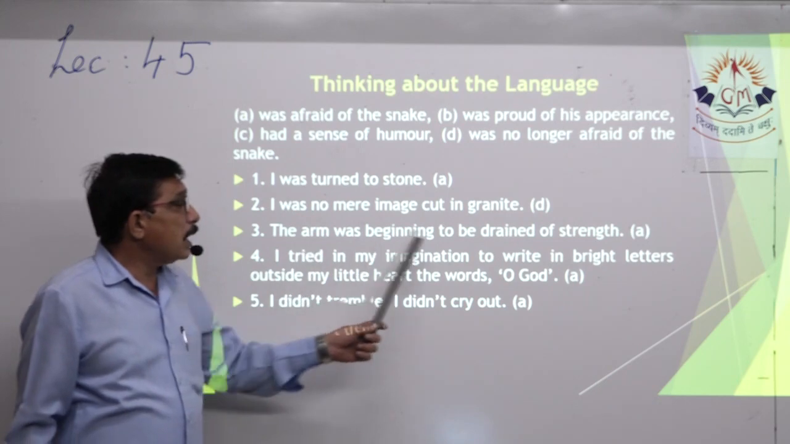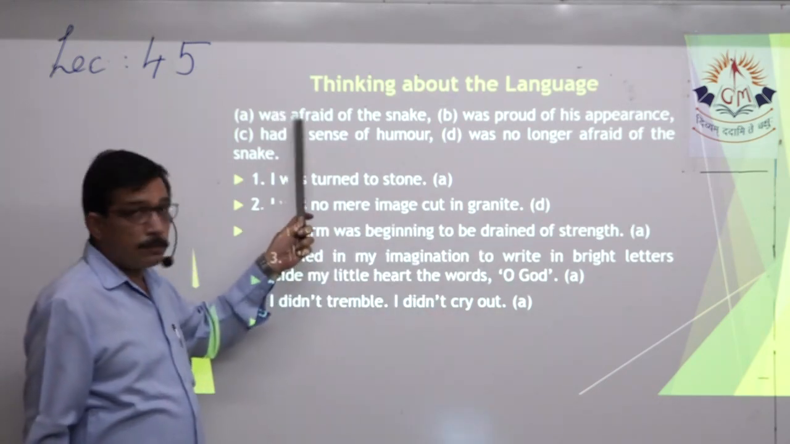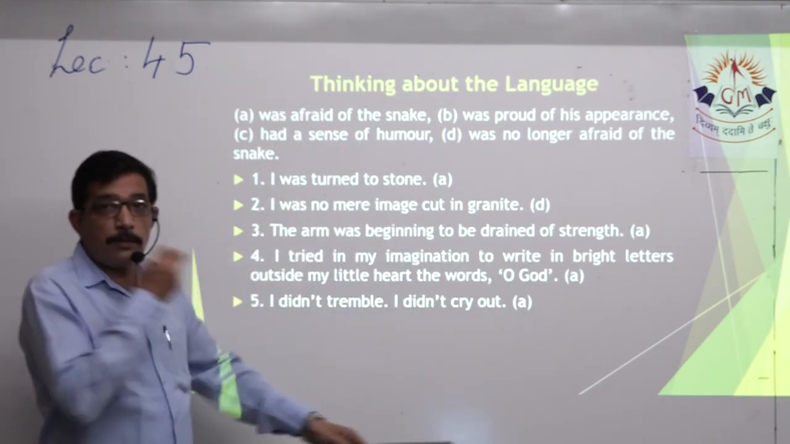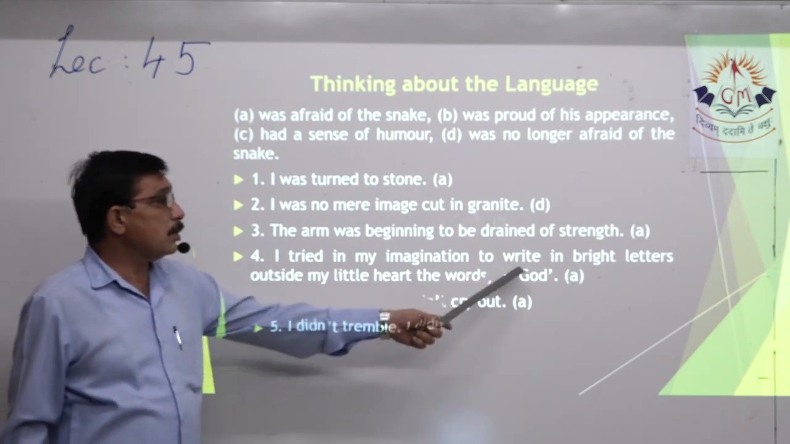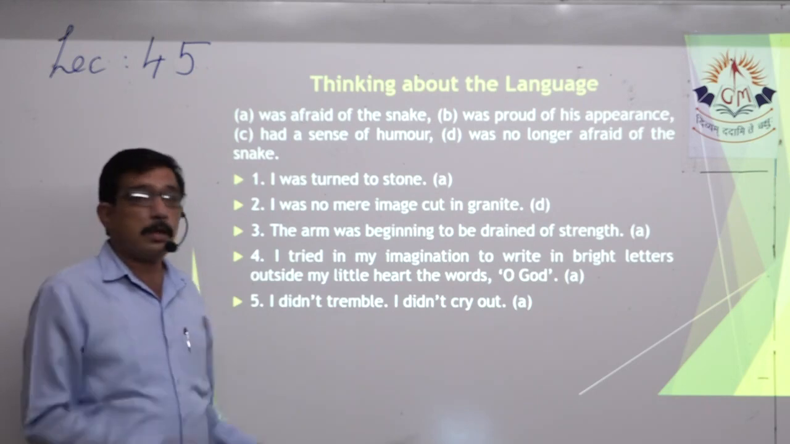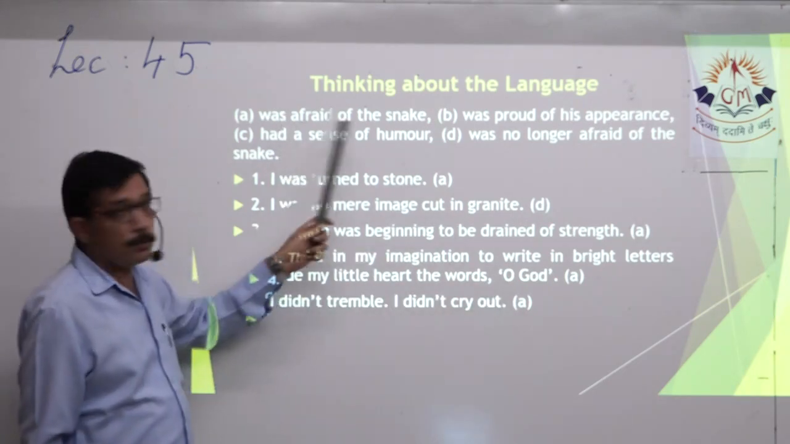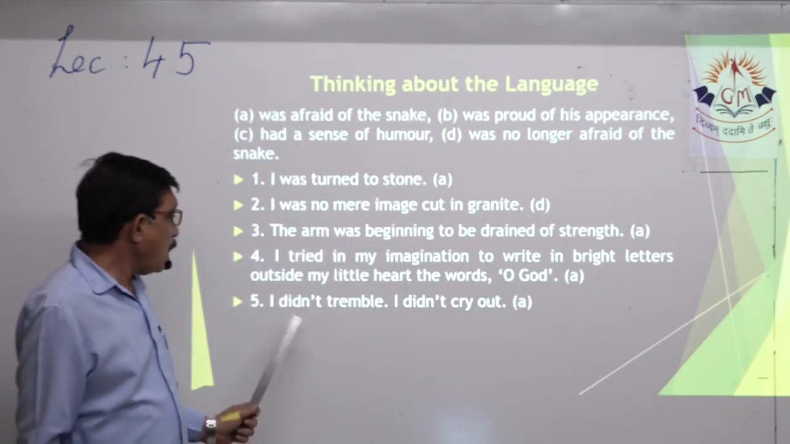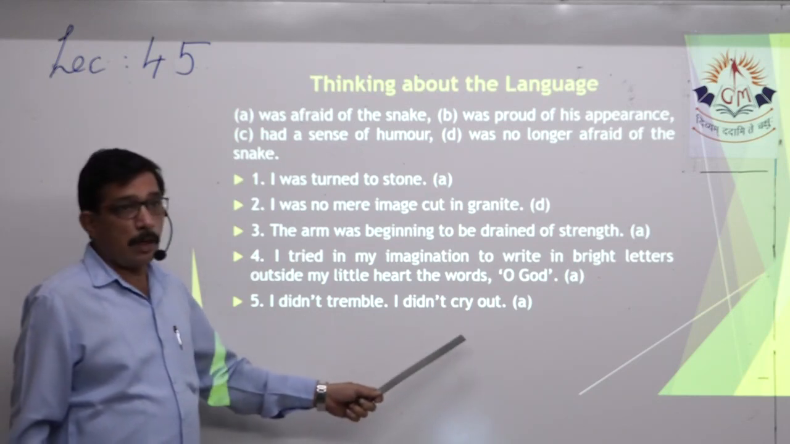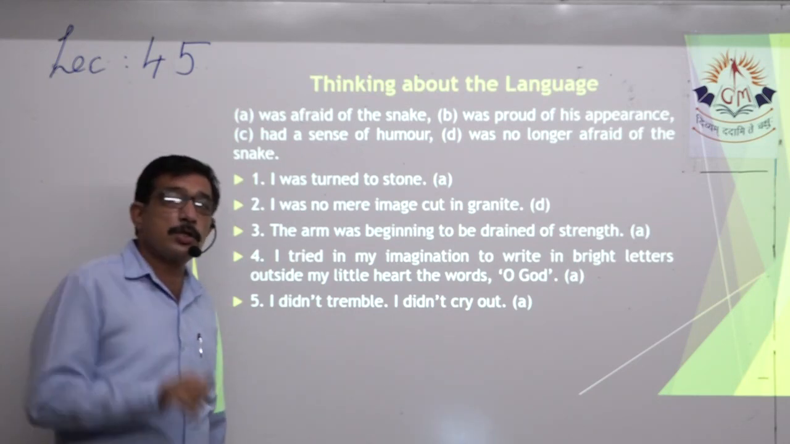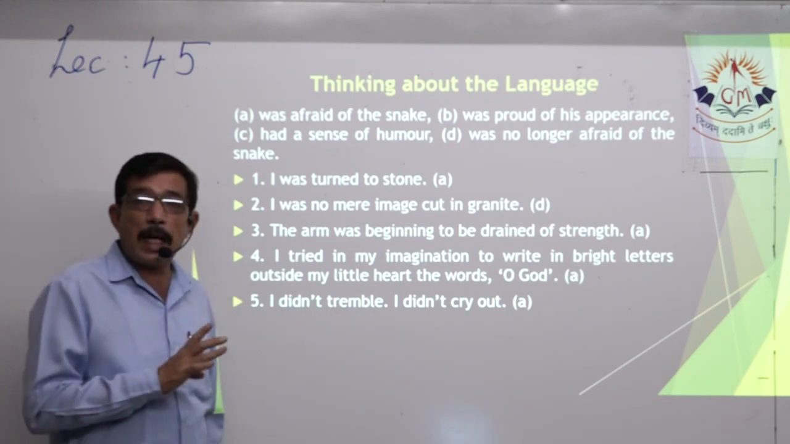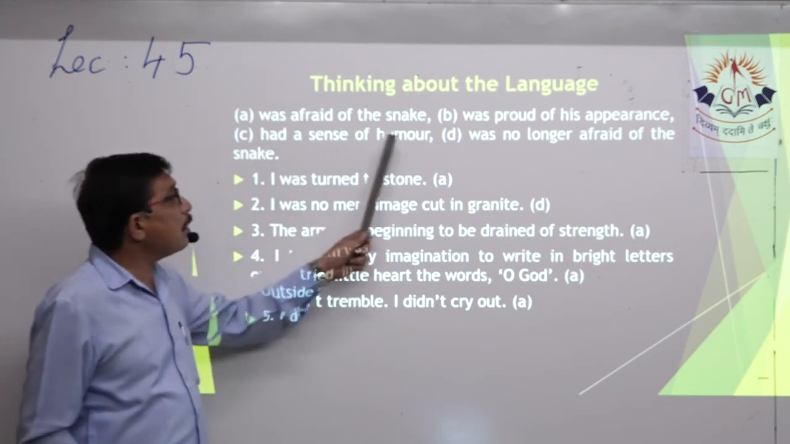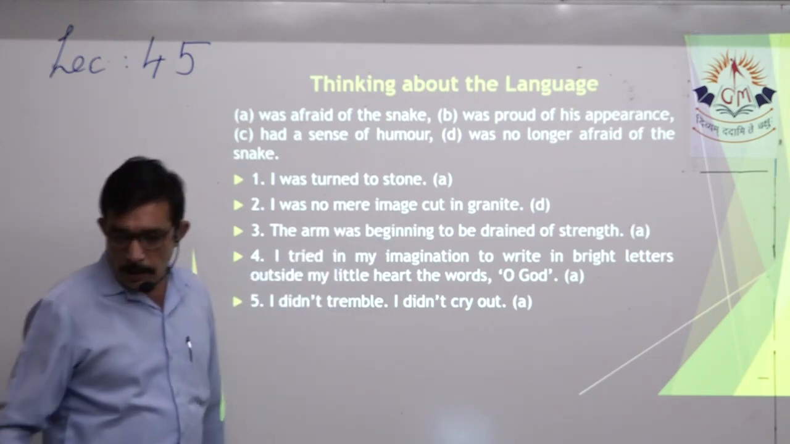"The arm was beginning to be drained of strength." Of course, he is afraid of the snake, then only he feels the pain. "I tried in my imagination to write in bright letters, 'Oh God,'" that is fear, that is again, was afraid of the snake. "I didn't tremble, I didn't cry out." He was totally shocked. So he didn't do anything. Didn't do anything means he didn't have the courage. That means he was afraid of the snake.